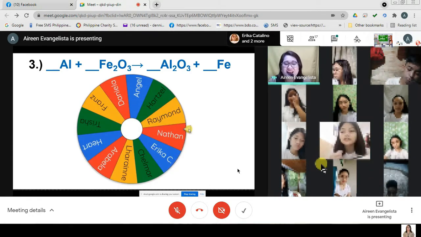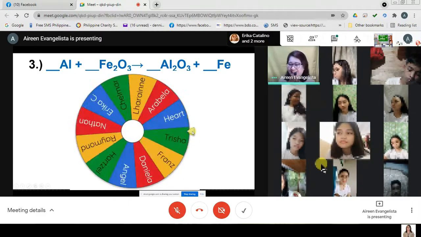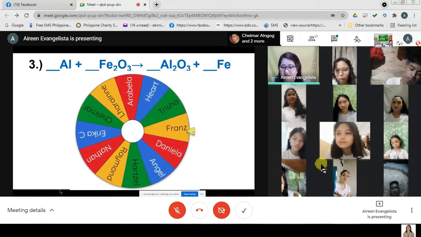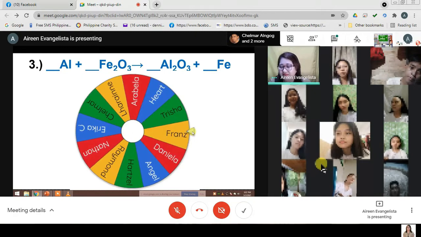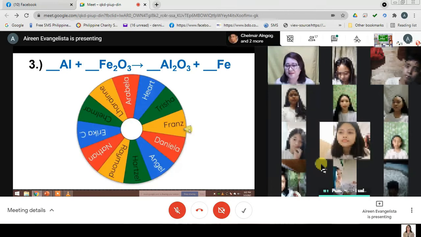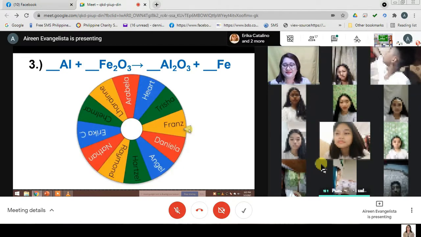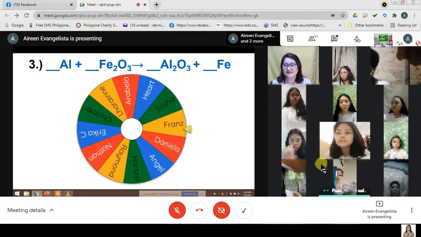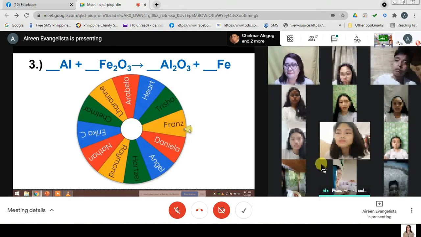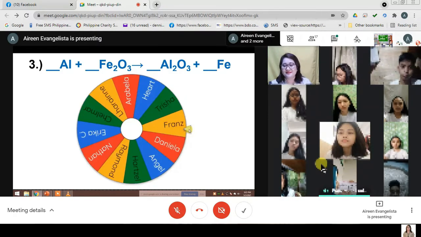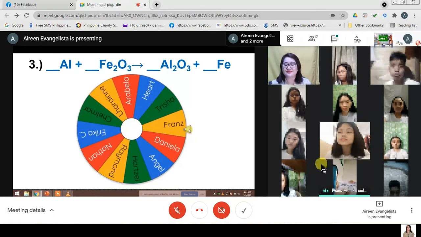So, who is the lucky student? Franz Corporal? Okay, go, Franz. So, we have an equation here, and the given is Al plus Fe2O3 gives Al2O3 plus Fe. So, draw a line to separate these two sides. And after that, write down the elements on each side. On the reactant side, we have Al, Fe, and O. And on the product side, we have Al, Fe, and O.